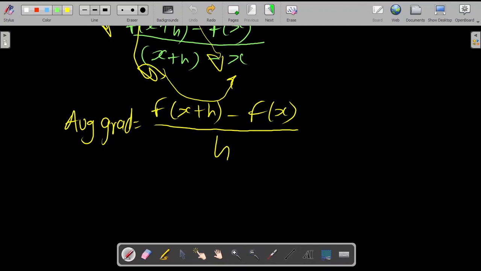So that is just an overview of how you deal with the average gradient and what the average gradient is all about.